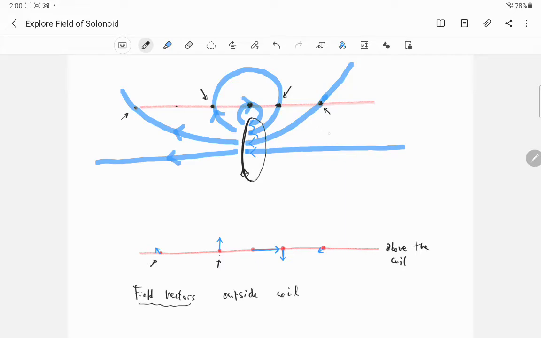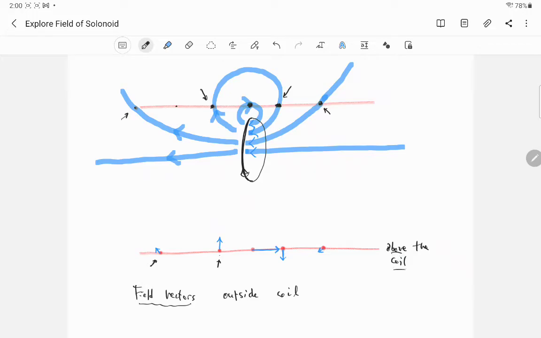But what's going to be interesting about the red line inside the coil is that everywhere I ask what is the direction of the magnetic field, it's going to mostly be leftward. It's going to be towards the left, right? That is, every arrow, every vector I draw for a red line that goes through the middle of the coil, the vector arrows only point left.